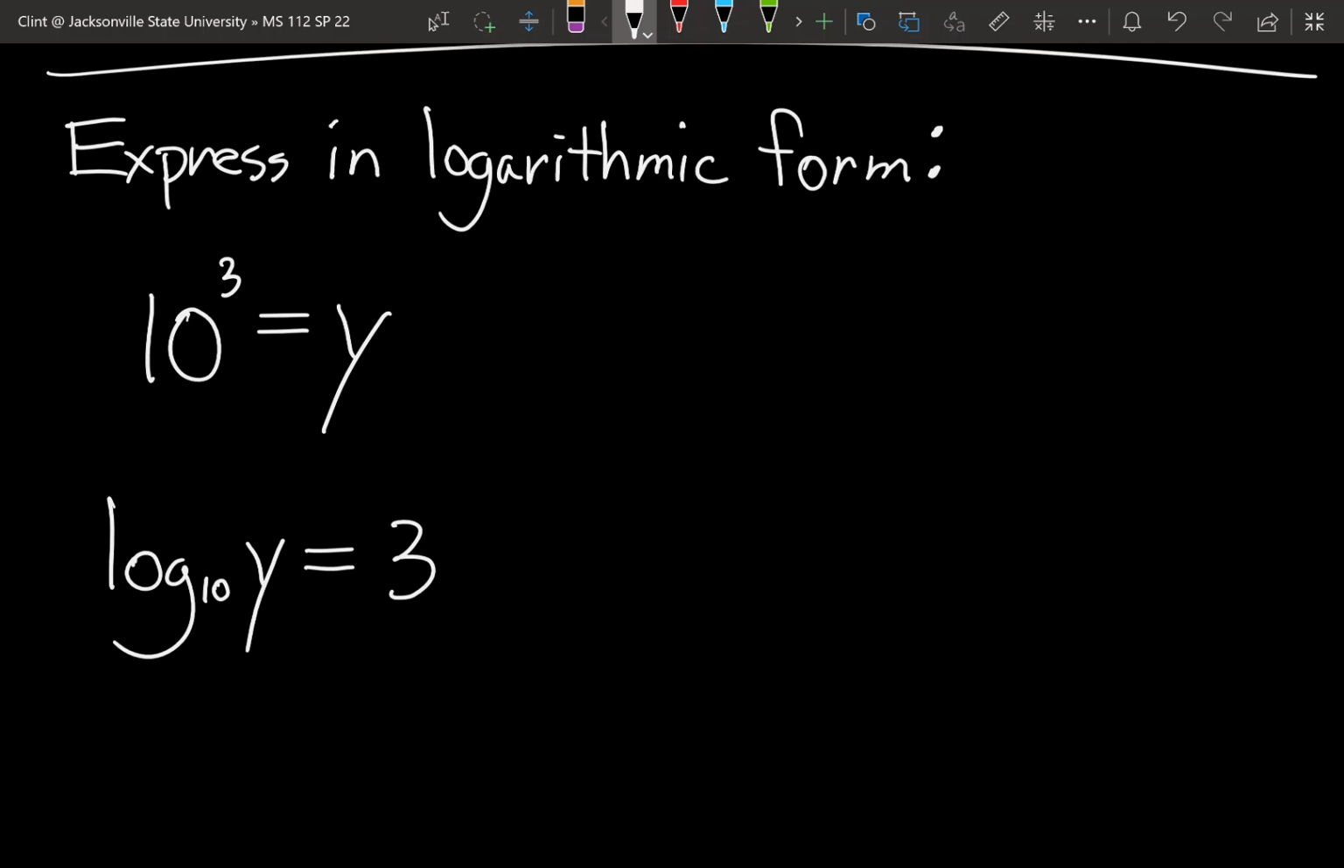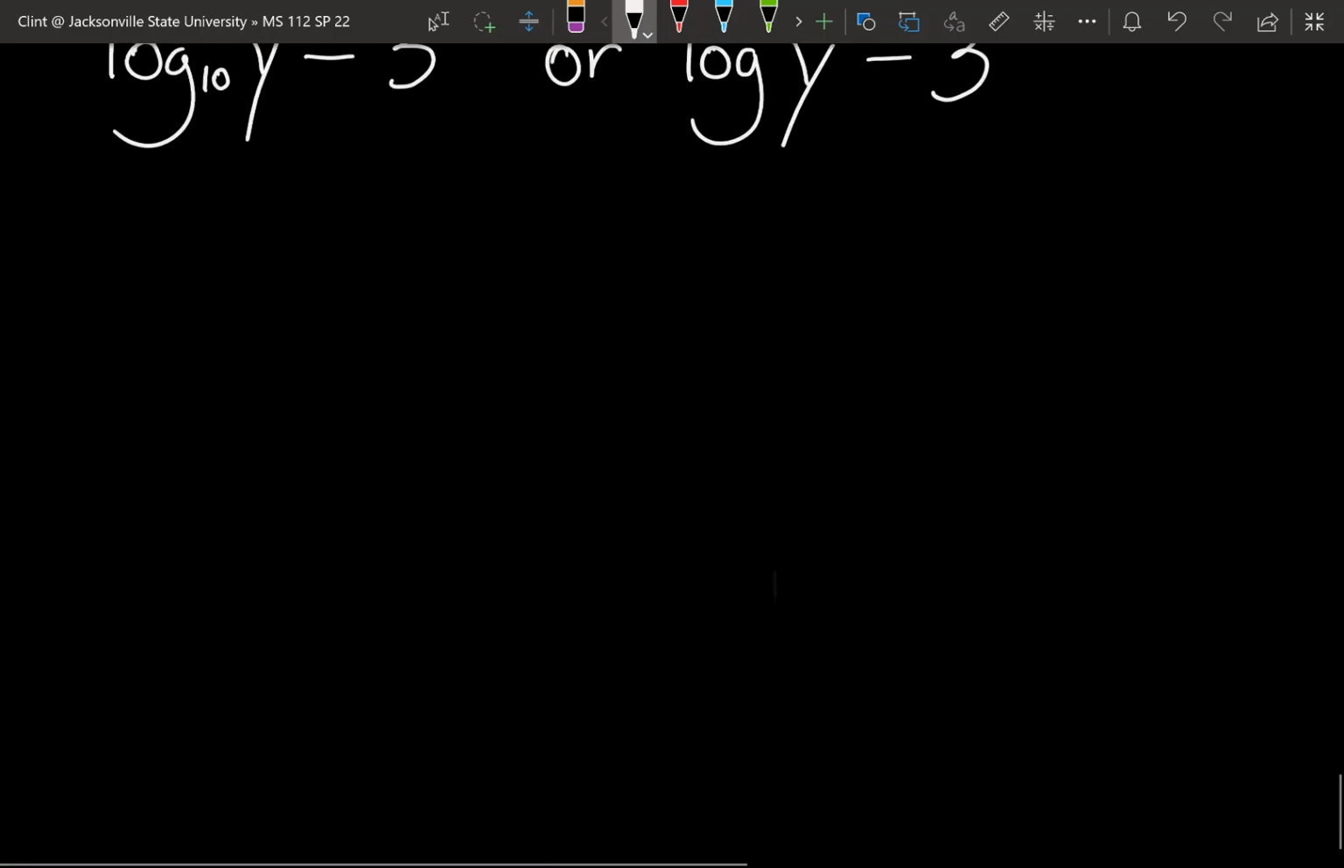Since this one's base 10, we could also just write log. Either one of those is okay. Since that's the common logarithm, you don't have to write the base. So there's a change there.